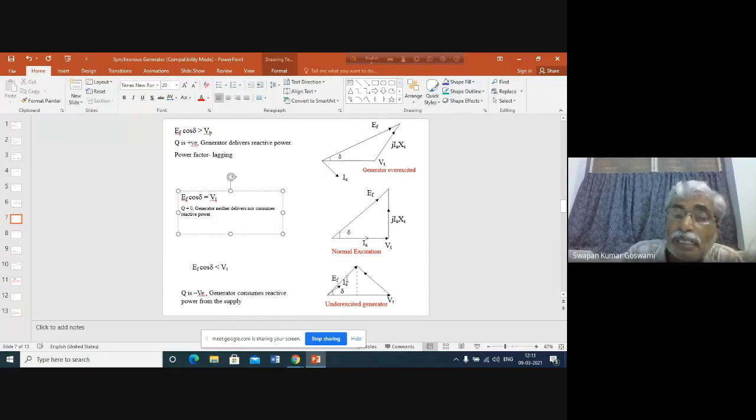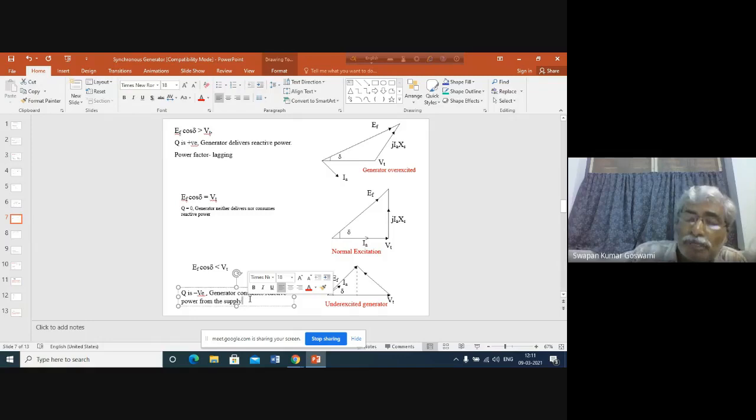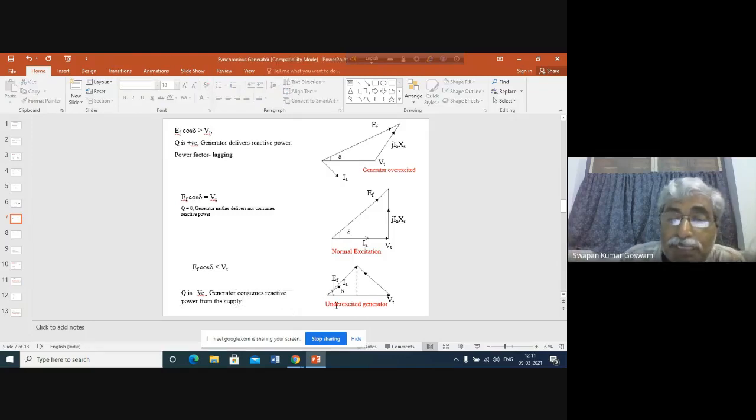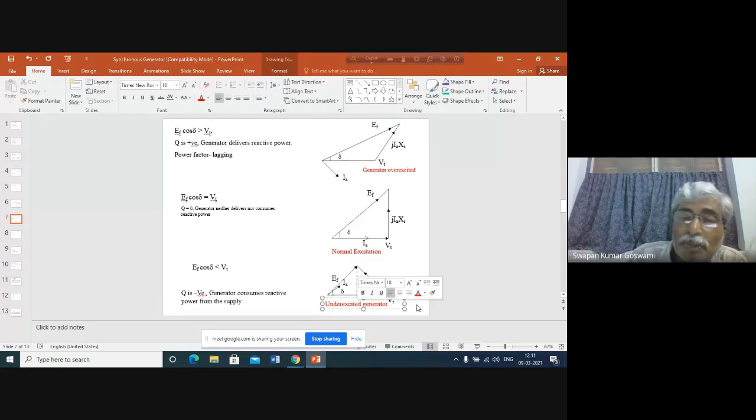In this case, the field current is less than the normal field current, because we can have this operating point only if the field current is reduced with respect to the unity power factor operation. If the field current is reduced further, the induced EMF will be less than this value. So what will happen? Now the reactive power will be consumed by the generator. Since the field current is less than the normal excitation, this is called under excited operation of the generator.